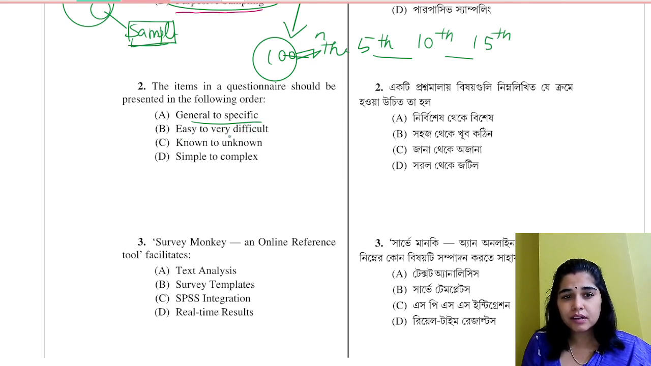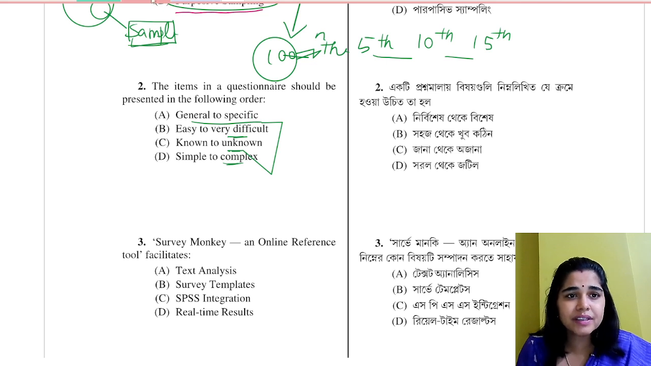Are we going to something difficult? Why would we go to something difficult? No, we will not go to something difficult. Known to unknown. Why would we go to unknown? Simple to complex. Why would we go to complex? Everything will be simple. First we would start from the complex things, then go to the simple things. Here all three are opposite.